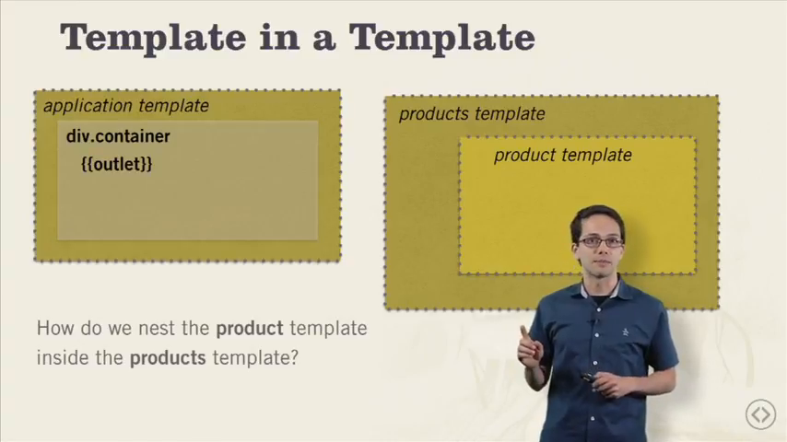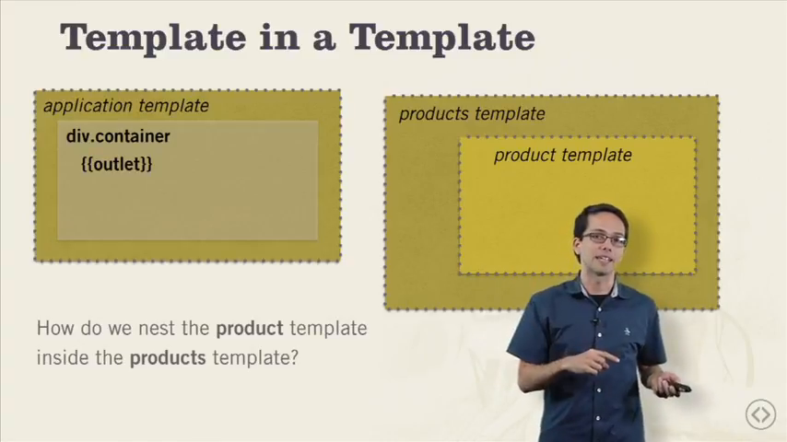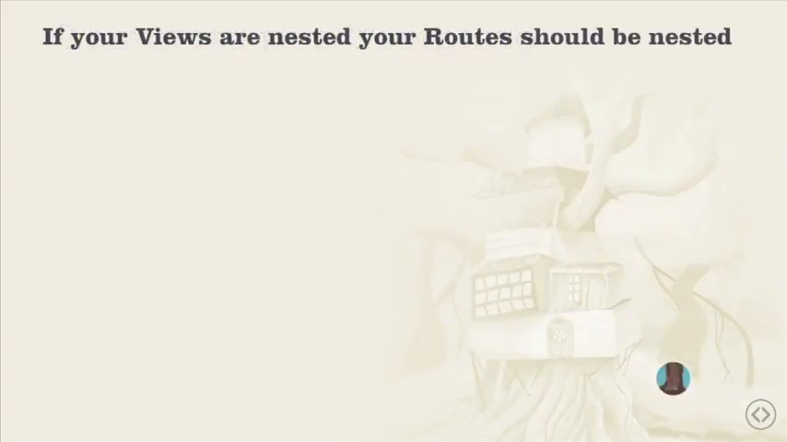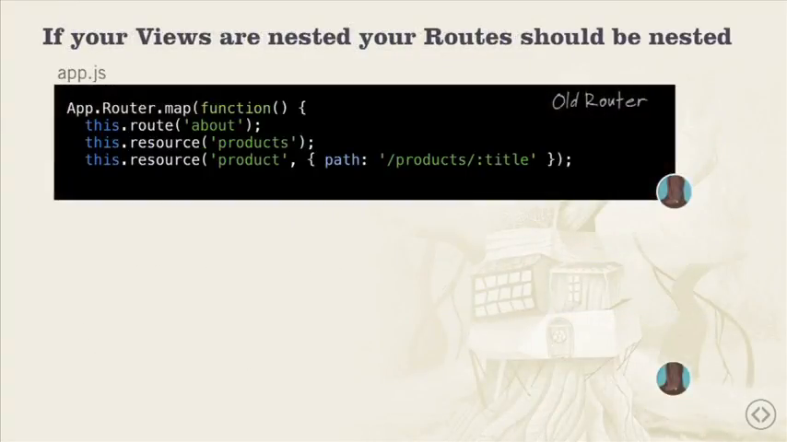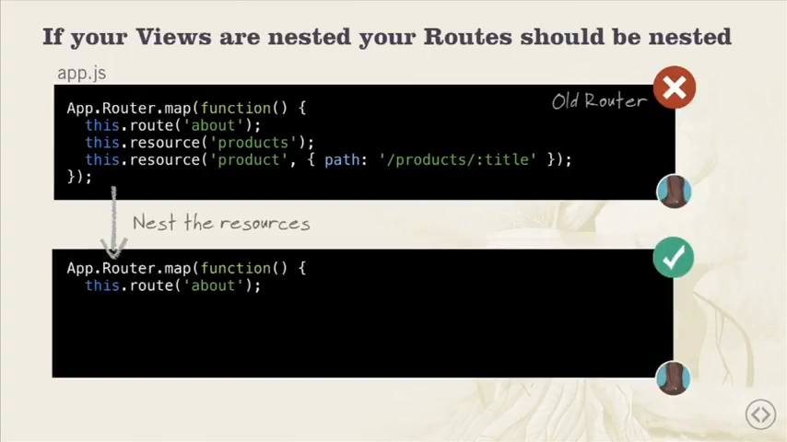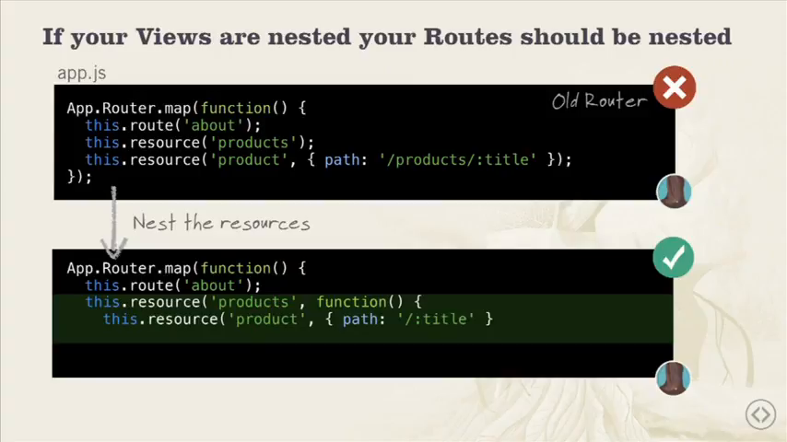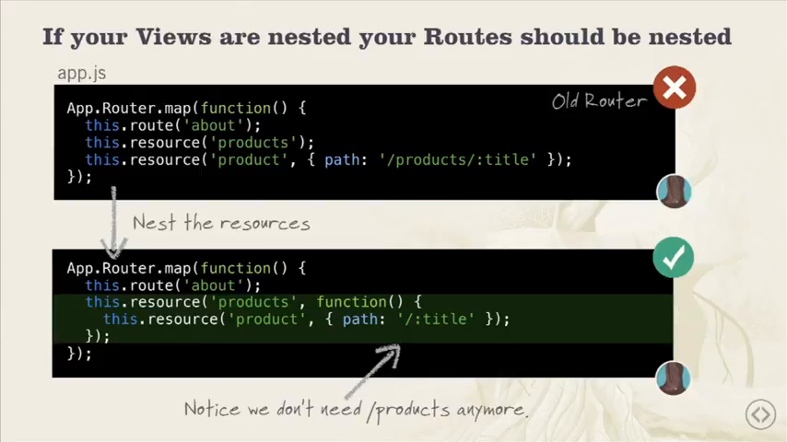Well, the first step to doing this is, of course, to jump back into the router. If we're going to have nested templates, we're also going to have a nested route. In this case, our product resource route is going to be nested inside our products resource route. We're still specifying the dynamic segment of title, but notice it doesn't contain /products anymore. This is because it's nested inside of the products resource route. It's simply assumed.